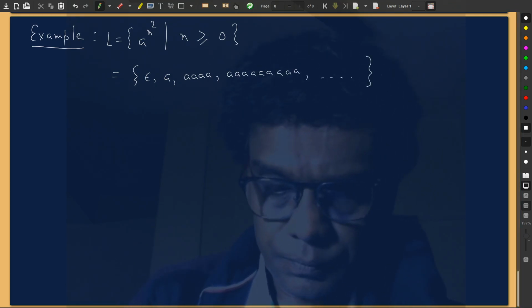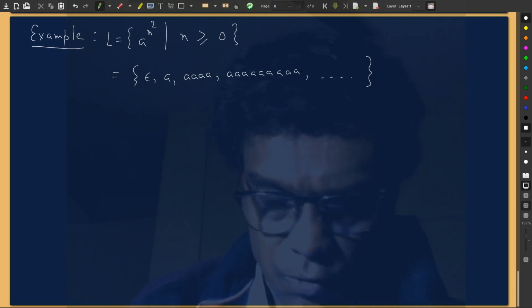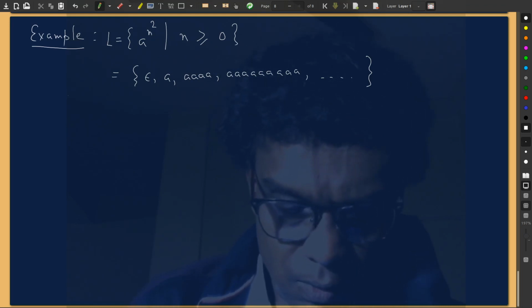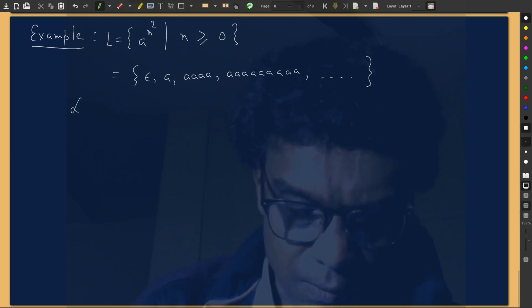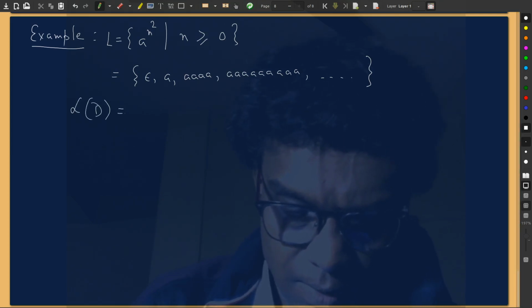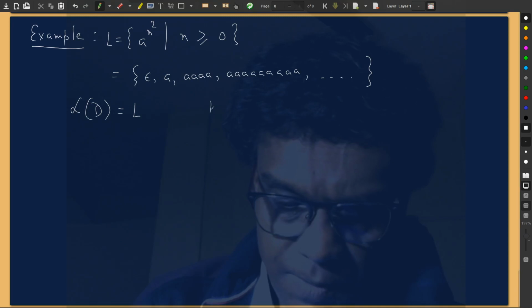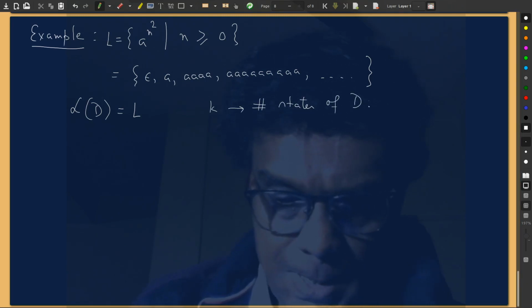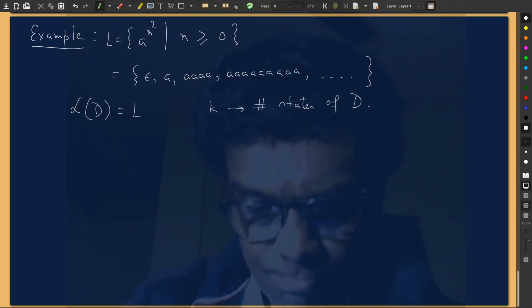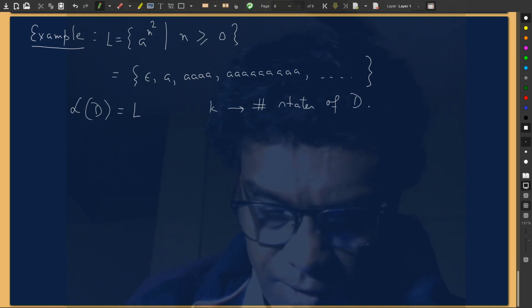So this language is not regular. I want to show that. So assume that L is regular. And if so, there exists a DFA D whose language is L. And let k be the number of states of D. So now we consider this.